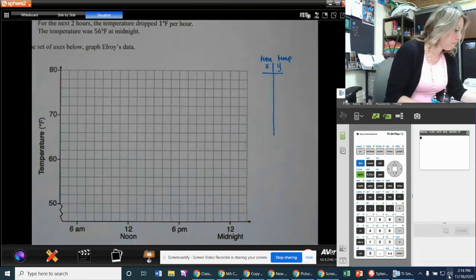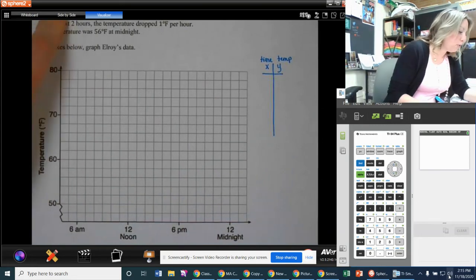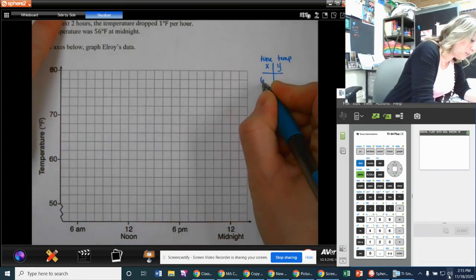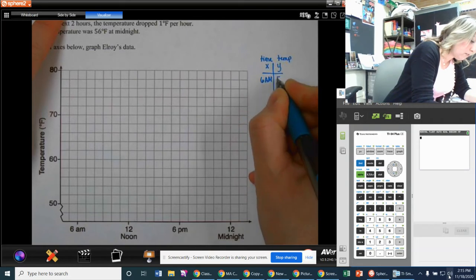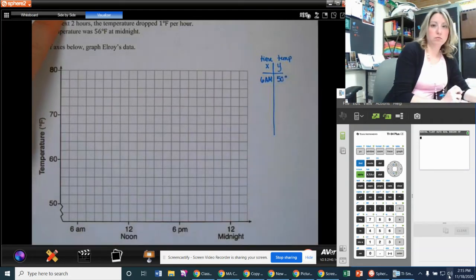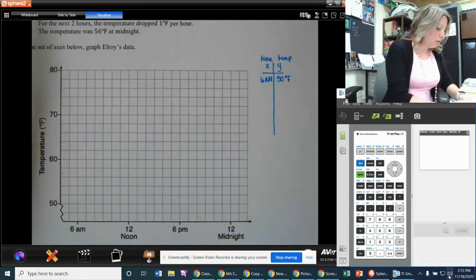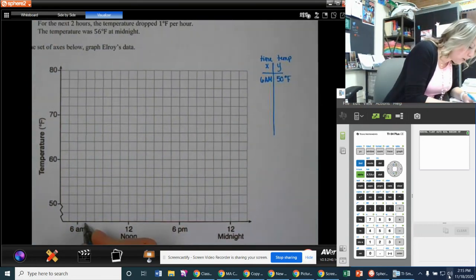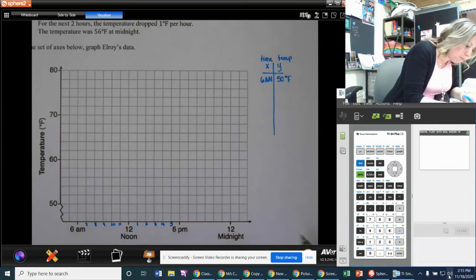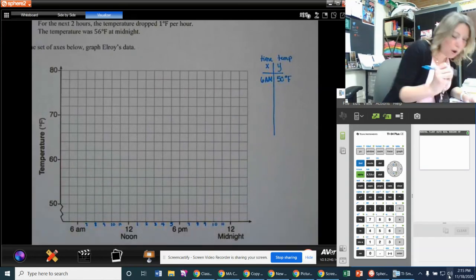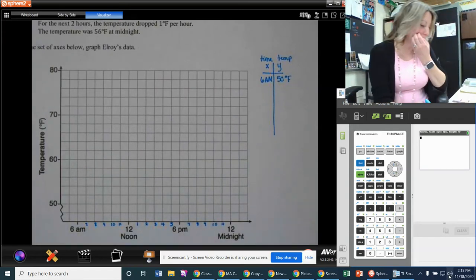Okay, so let's reread again. At 6 a.m., the temperature was 50 degrees Fahrenheit. So this is going to be 6 a.m., 50 degrees Fahrenheit. We'll just be really thorough and label, right? Notice that's how they have this. So you know what? I'm going to do 7, 8, 9, 10, 11, 12 noon, then 1, 2, 3, 4, 5, 6 p.m., then 7, 8, 9, 10, 11, 12 midnight, 12 a.m. Right, there we are.